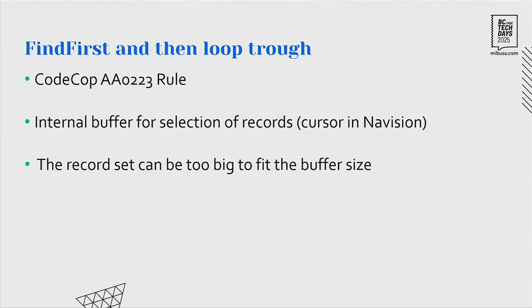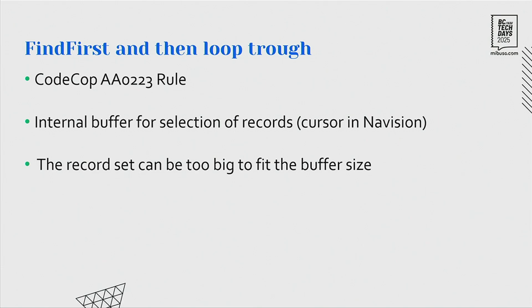Find first, then loop through. If you didn't notice, that's also a code cop rule. Basically, what we have mentioned in some of the examples is that you are getting an internal buffer size for just one record, or the cursor. This was, from the old days, also a downside. If you need more records, then we are sending an additional query to refill it, and then you need to reallocate more memory to it.